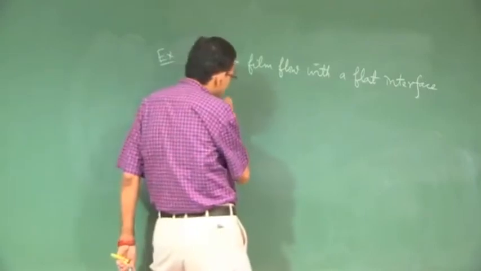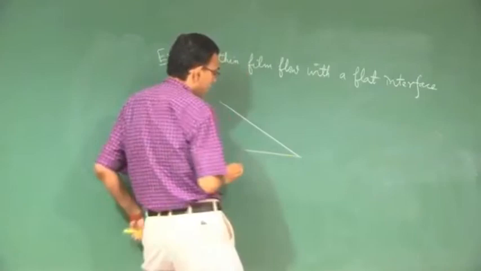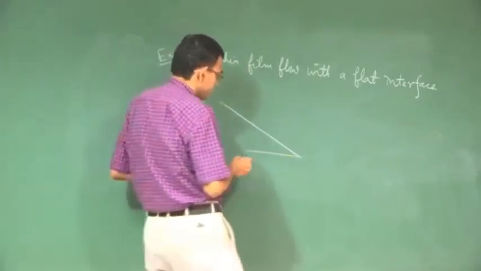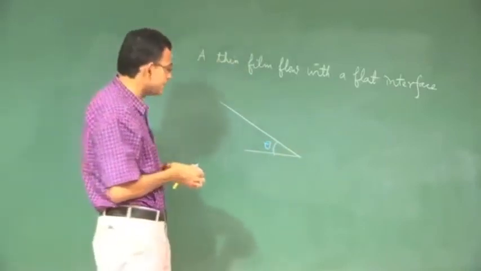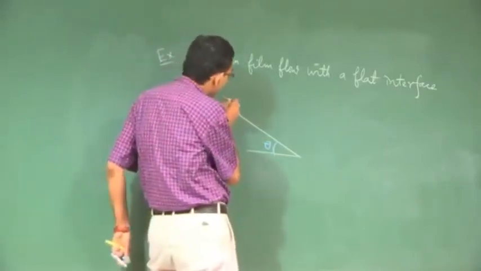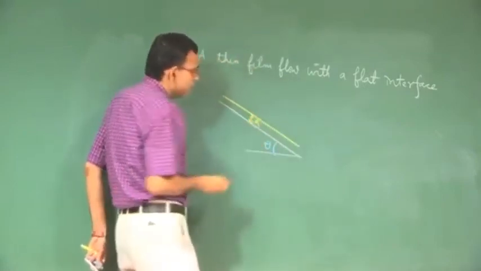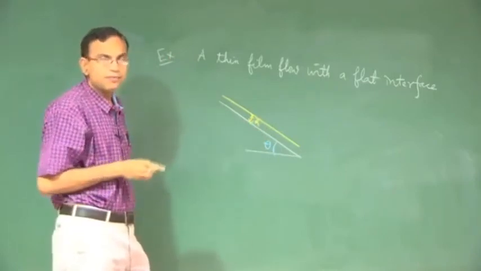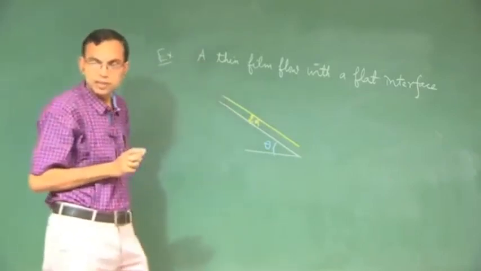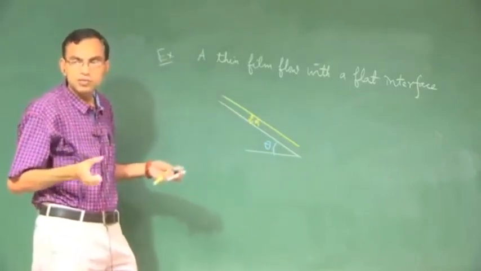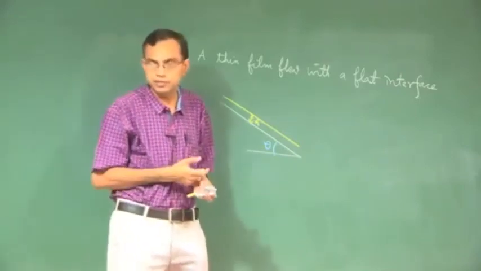So, let us say that there is an inclined plane. In this inclined plane, the angle of inclination is theta. There is a thin liquid film with flat interface. So, this is H. That means that f function of x, y, z, time, becomes a constant H. It does not have any derivative with respect to anything. So, the kinematic boundary condition really becomes redundant here.